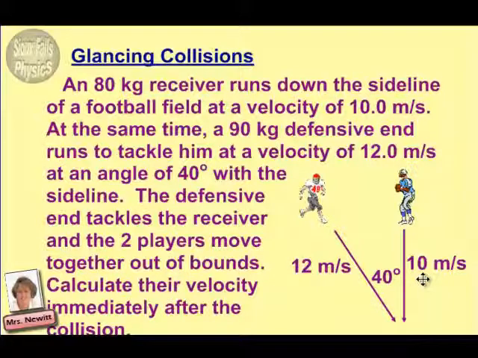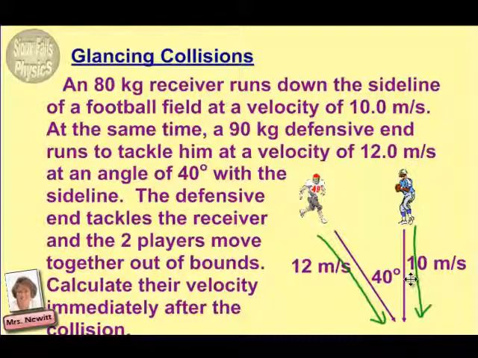So in this situation, we have two football players. One is running directly down the sideline. That one is over here with a velocity of 10 meters per second. The other one's coming in at an angle with a velocity of 12 meters per second. And again, notice that because they're tackled, they'll be moving together out of bounds. It is a perfectly inelastic collision.